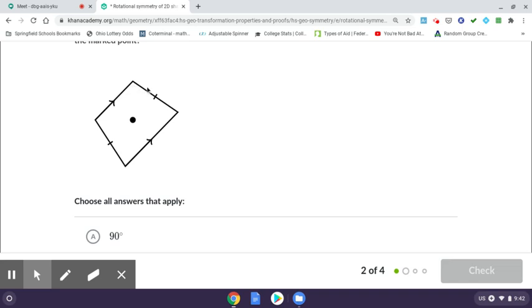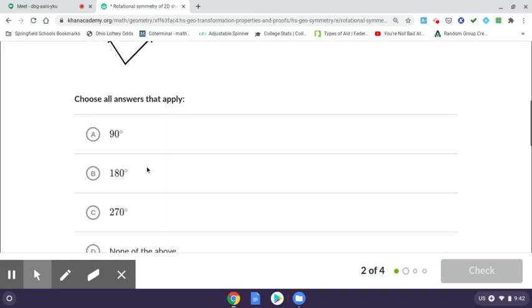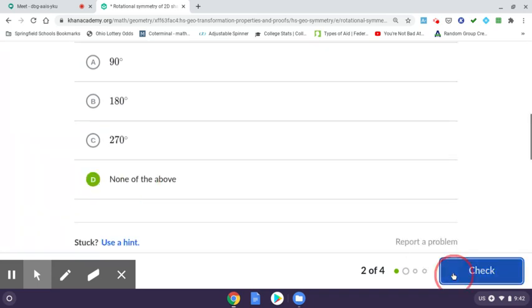So if I visualize turning this, this one does not have rotational symmetry because I will always know where this base is. It's not like another one replaces it that I don't know where that shorter base went. So this one, none of these are options. It's got to be none of the above.